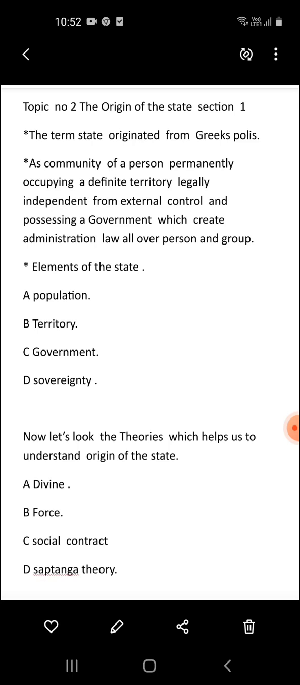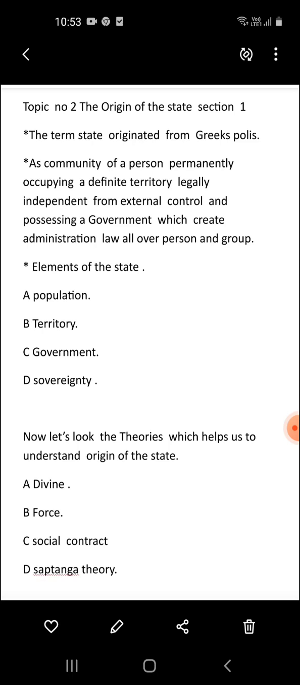Now we'll see what is the meaning of this state. The state has many different meanings according to various philosophers. According to the Greeks, it is a polis, as I've told you earlier. Polis means city state, and the Romans called it civitas and republic. In the medieval period, Christians called it Commonwealth, and in the 16th century, Machiavelli called it Stato.